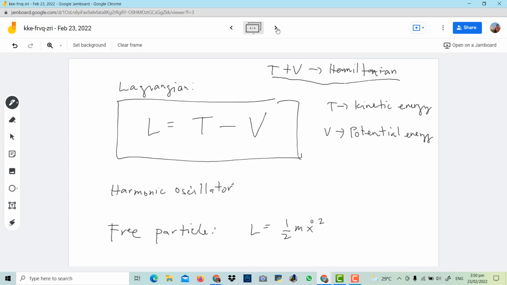Okay, 1/2 mx dot square. Okay, it's just the kinetic energy. There's no potential energy. That's why gitawag siya nga free particle, because free lang siya ga move around the space in the system. So there is no potential energy. There's no potential energy nga ga-bound ato nga particle. Only the kinetic energy na.